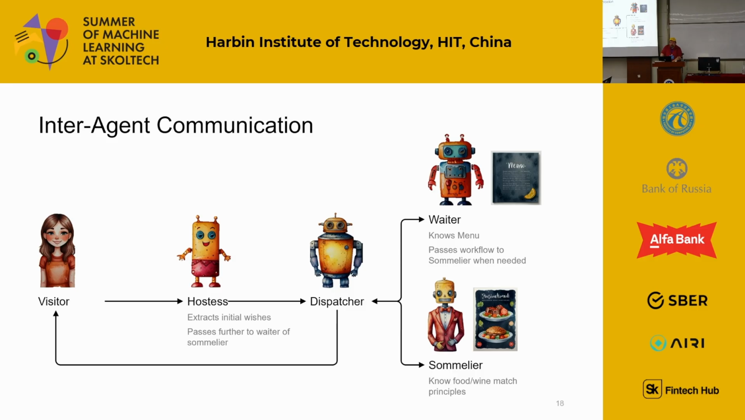So how would that work? The visitor first of all expresses what he wants to a hostess. The hostess extracts his initial wishes, like if the person says, I want to eat some fish, the hostess says his food preference is fish. Then there would be a dispatcher which communicates either to the waiter or to the sommelier to do food wine pairing. It is called LangGraph because the central concept there is the communication graph, which passes the state of the system between different nodes. So there would be this state of the system passing through different nodes.